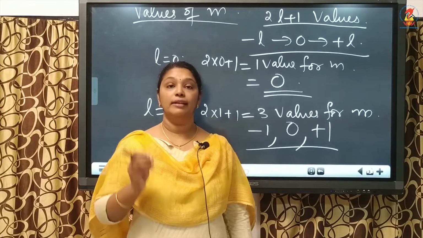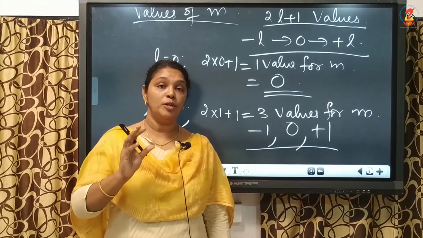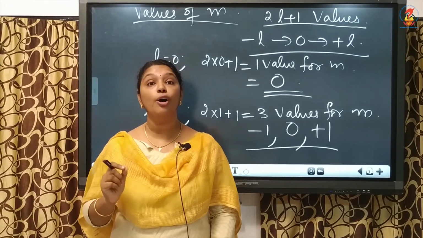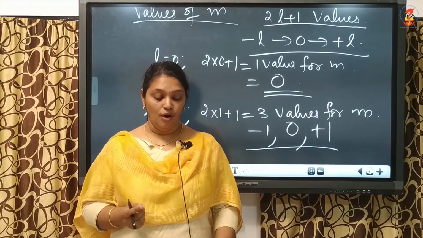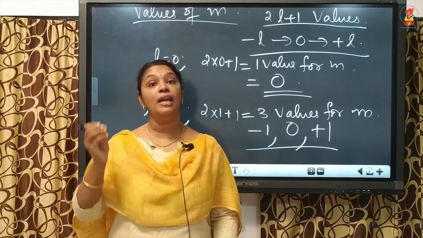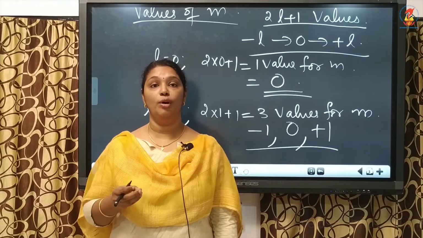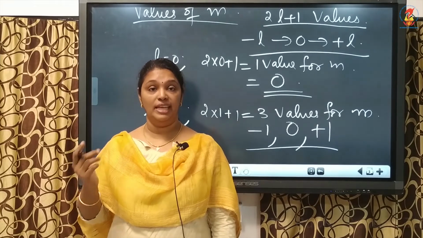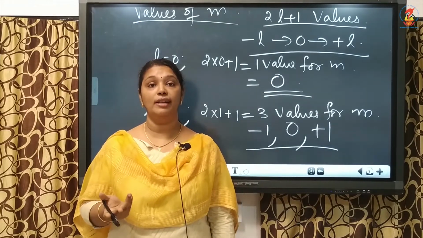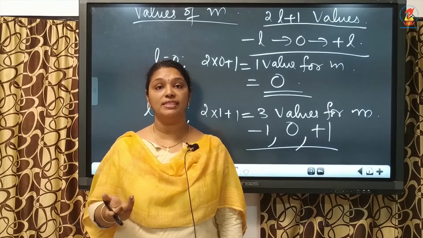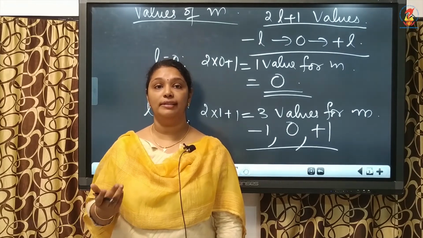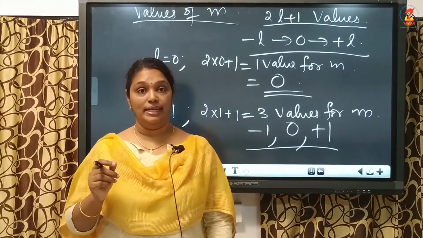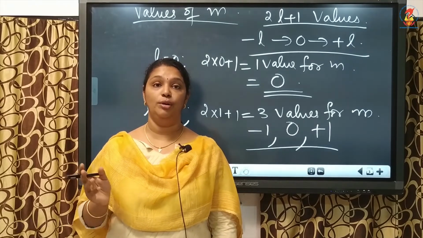Now again we said that in a main shell we have subshells. Now inside the subshell we have orbitals, and the name of the orbital is the same as the name of the subshell. Okay, so you know the names of subshells: S, P, D, F. So what's the name of the orbital in the S subshell? S orbital. In the P subshell? P orbital. D subshell? D orbital. F subshell? F orbital.